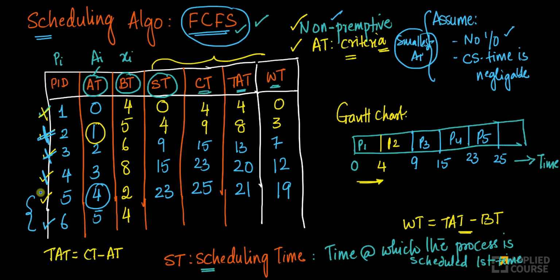So now my queue only has process 6. Now, when does process 6 start? Process 6 starts at 25 seconds, which means its scheduling time is 25 seconds. When does it complete? Its burst time is 4, so it completes at 29 seconds. What is its turnaround time? Completion time minus arrival time, so 24 seconds. What is its wait time? 24 seconds minus 4. It waited for 20 seconds in total.